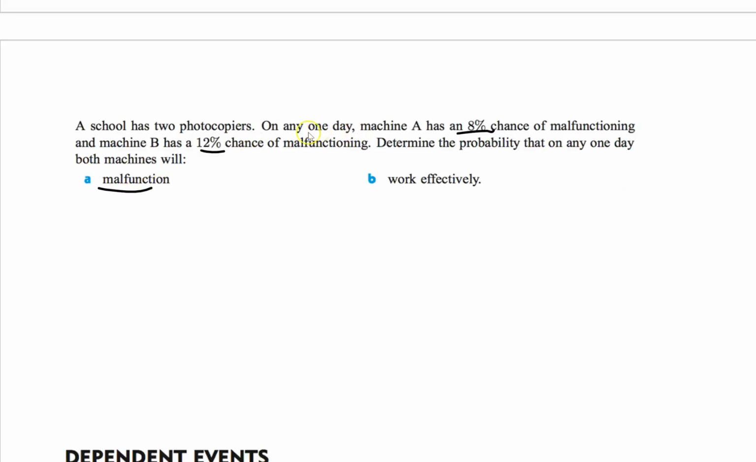Well, the odds of copy machine A malfunctioning is 8%. Would kill for an 8% malfunction copy machine. Machine B is 12%. Right? The independent events, you just multiply them and get your answer.